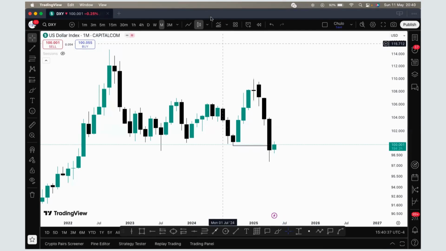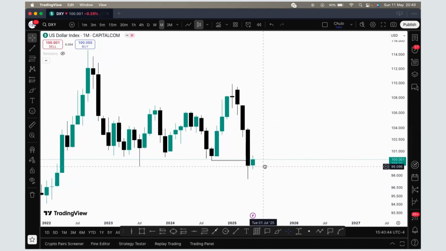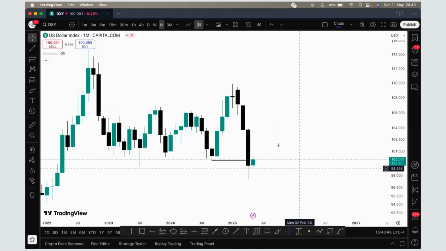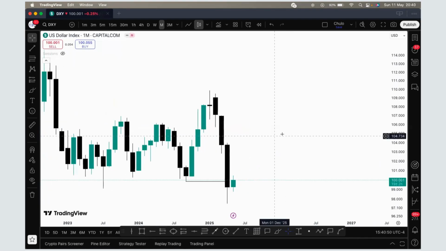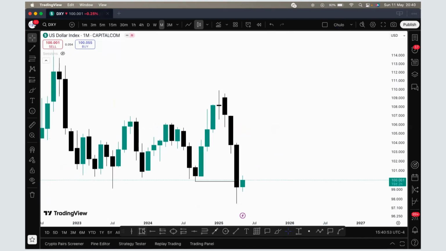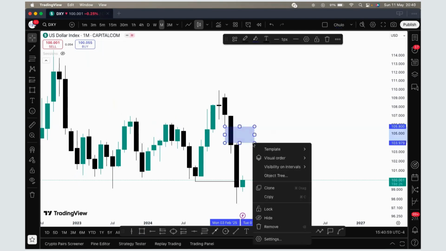And whenever price takes out external range liquidity, the next place price is headed to is the internal range liquidity. And as of this DXY here, I have my internal range liquidity over here on the monthly time frame.